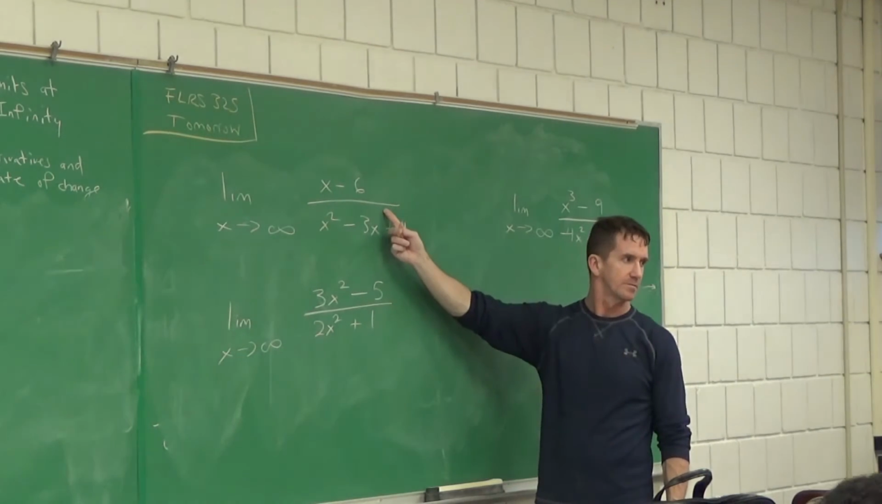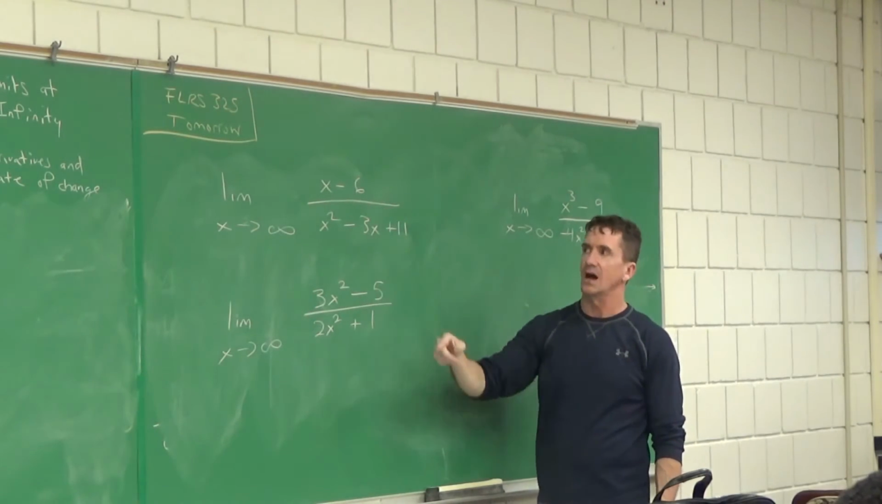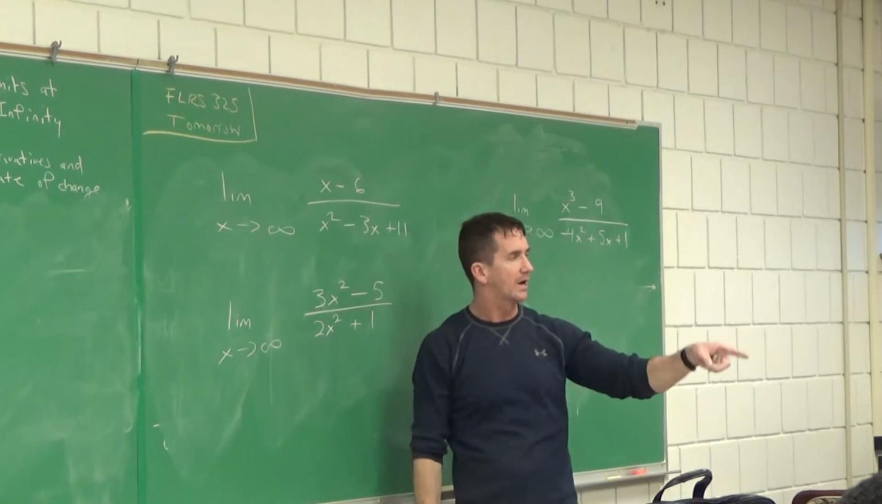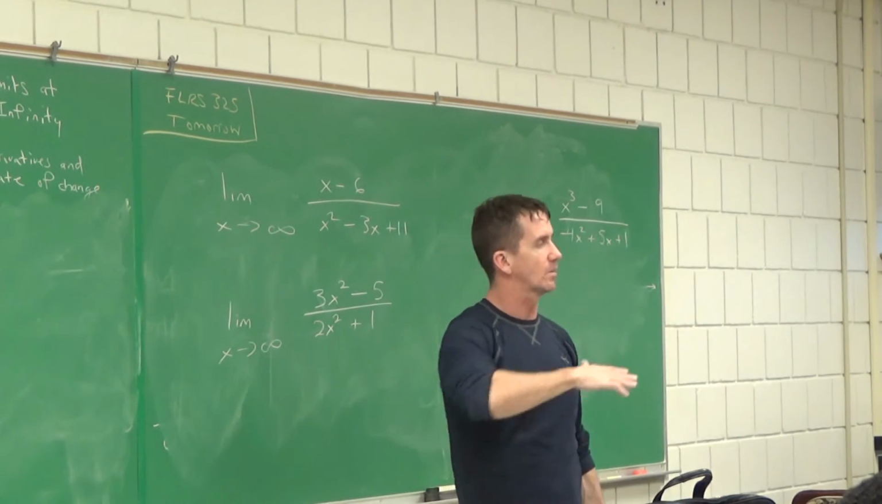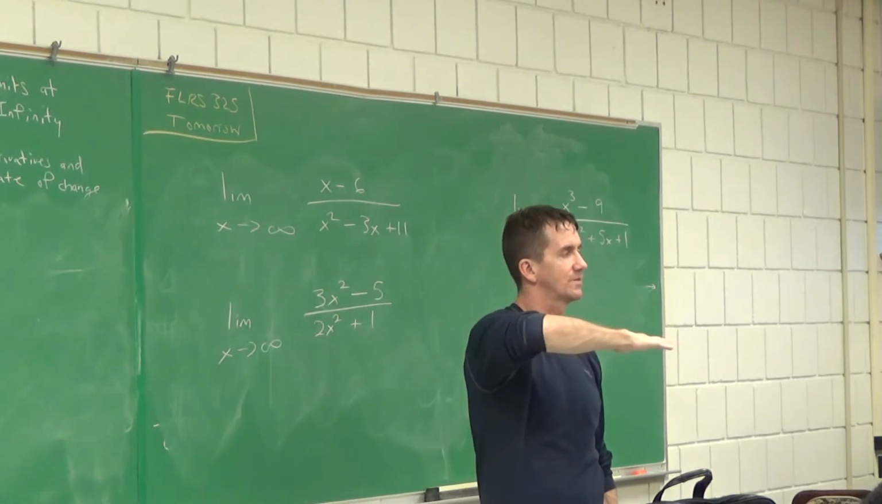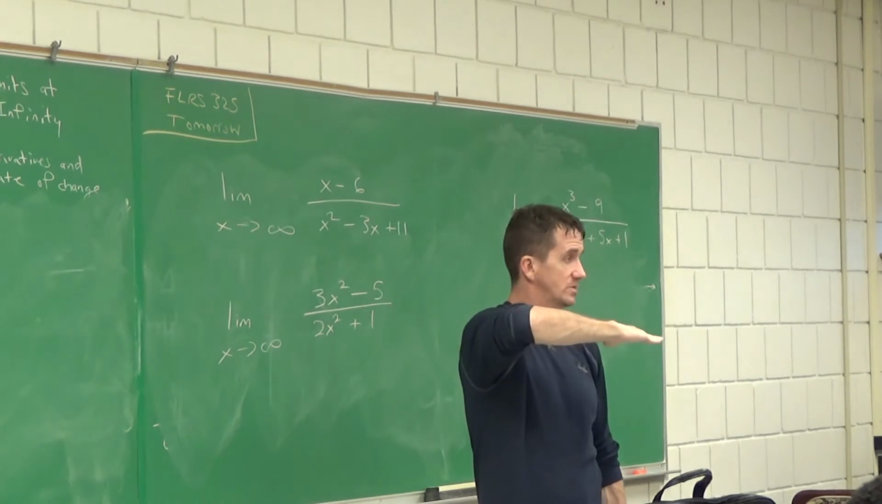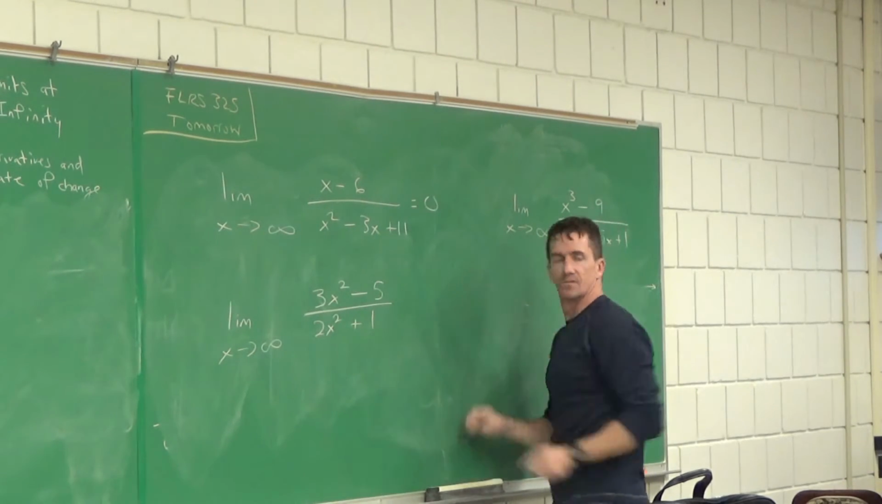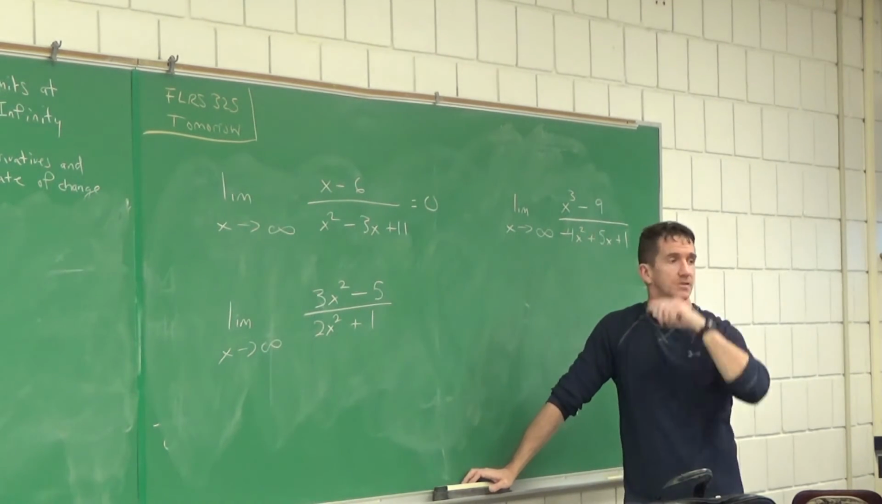Joe, do you know this one? Where's the highest exponent? On the bottom. And when the highest exponent is on the bottom, no matter what, where was the horizontal asymptote every time in a rational function? 0. Always 0. It's always 0. So guess what this is going to be? 0.